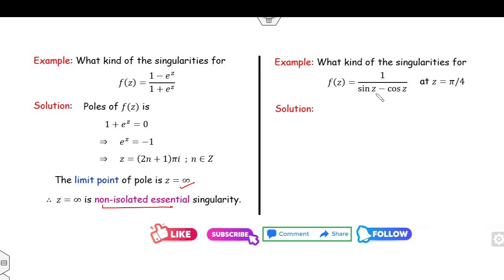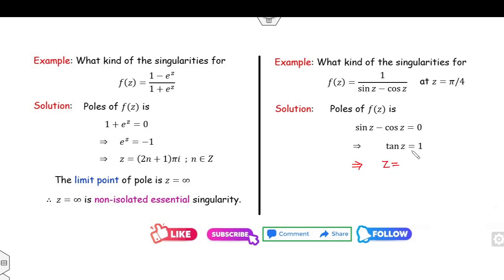Now again, you can see at the point pi by 4, sine pi by 4 is 1 by root 2, minus 1 by root 2, that goes to infinity. Yes, this will give you the singularity. Again, the denominator is 0, so I can start with the pole. The pole will give you sine z minus cos z is 0. This implies tan z is 1.